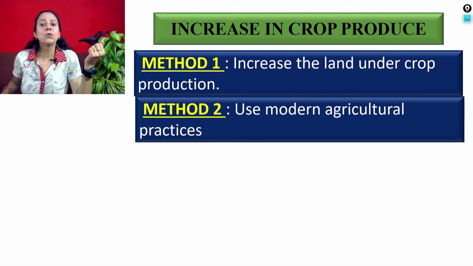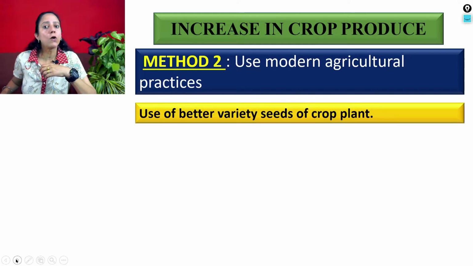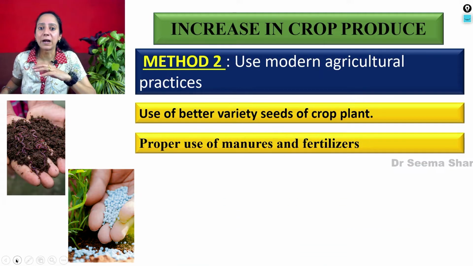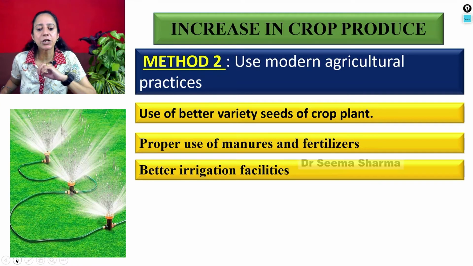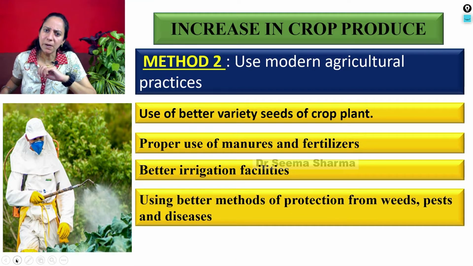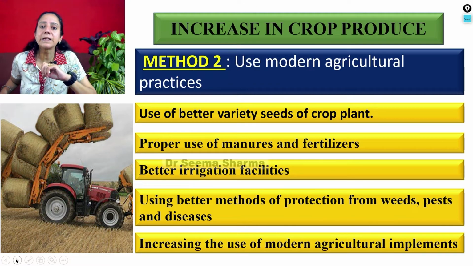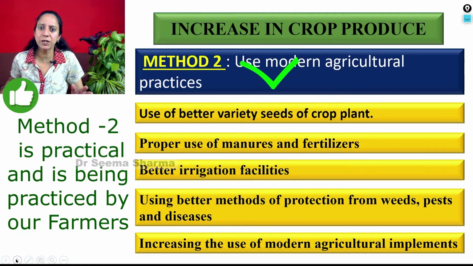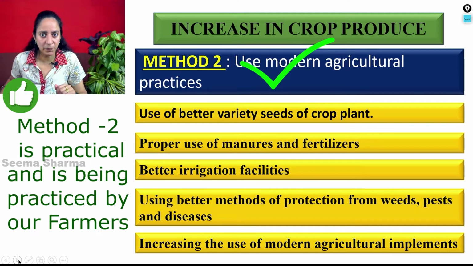Second option is use of modern agricultural practices, and our farmers are gradually switching over to this. So what is done in this method? Use of better varieties of seeds of crop plants, proper, or I must say balanced, use of manure and fertilizers, better irrigation facilities, use of better methods of controlling pests, weeds and other diseases, increasing the use of modern agricultural implements and their usage in producing and storing the harvested crop produce. So this will help in increasing the crop produce.